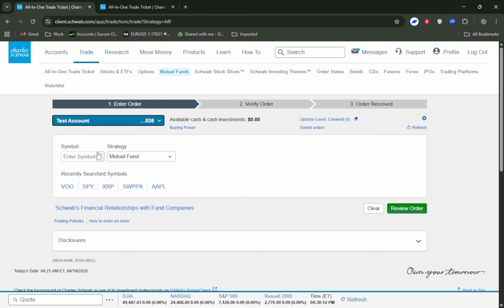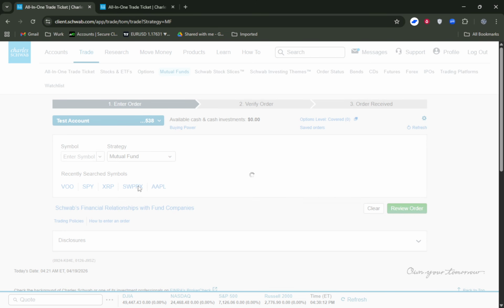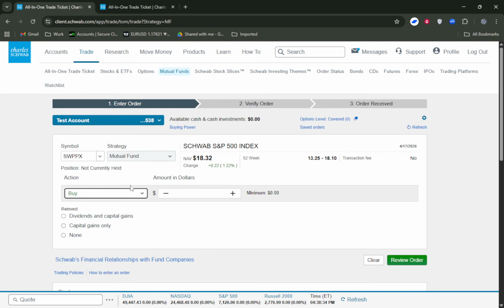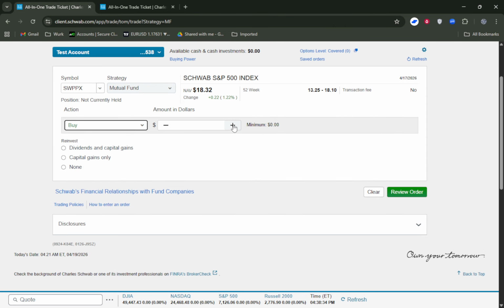A quick timing note: mutual funds don't execute instantly. They trade once per day after the market closes at the fund's net asset value. If you place your order before the cutoff, it should execute after the close that day. If not, it will go through on the next business day.